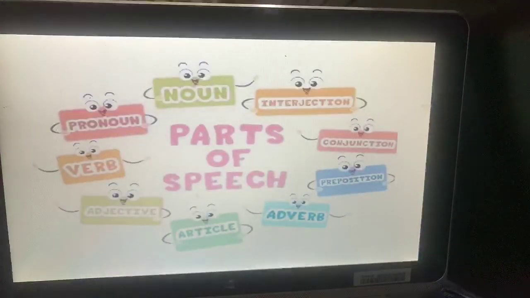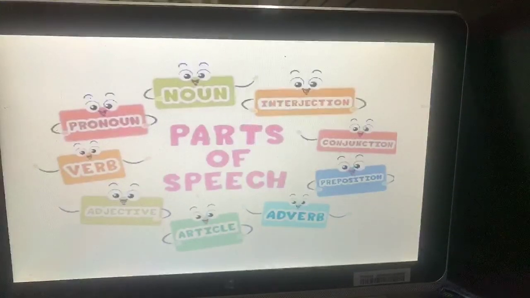So this is a list of parts of speech, and according to some books there are 8 types and in some there are 9 types. So don't get confused by it. The list says: noun, pronoun, verb, adjective, article, adverb, preposition, conjunction and interjection. So let's start with a brief explanation.